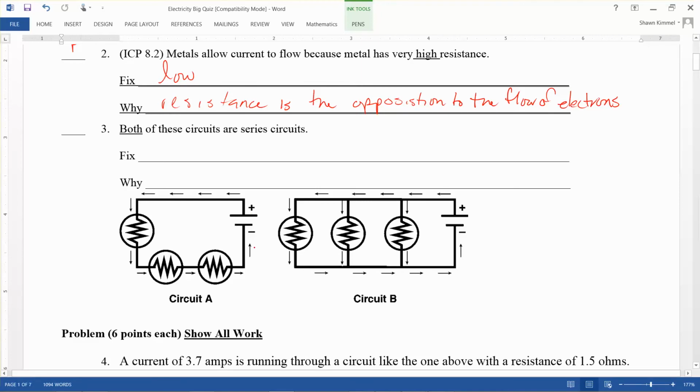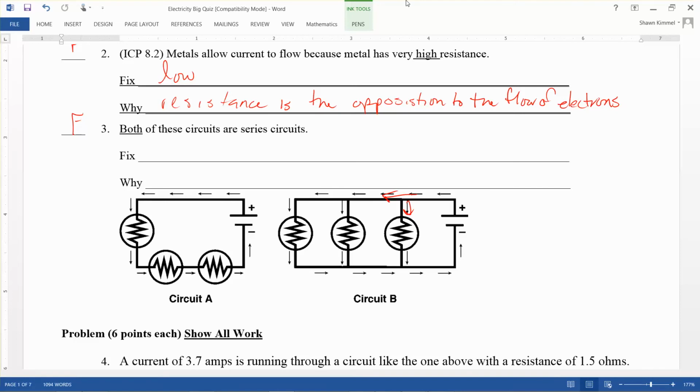It's going to go one way. There's no way for it to split. Here, the electrons can keep going this way, or they can go that way. So I would say this is false.